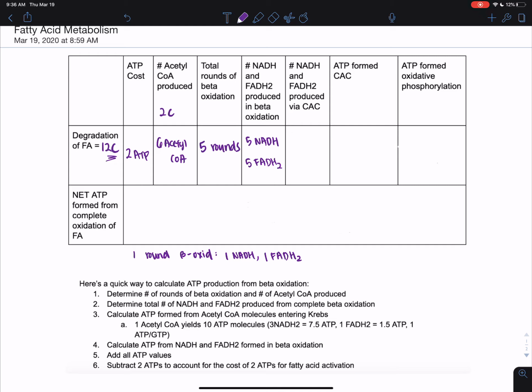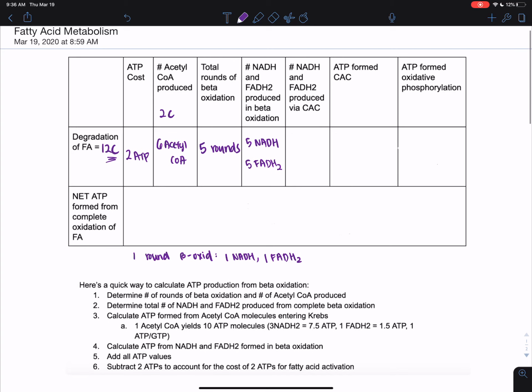This accounting method can also be applied for the synthesis of fatty acids, but your numbers would look different. For synthesis, you would actually make 2 NADPH per round instead of just 1, like NADH. Just keep in mind your electron carriers are going to be different, and the numbers might be slightly different as well, but the method of accounting will be the same.